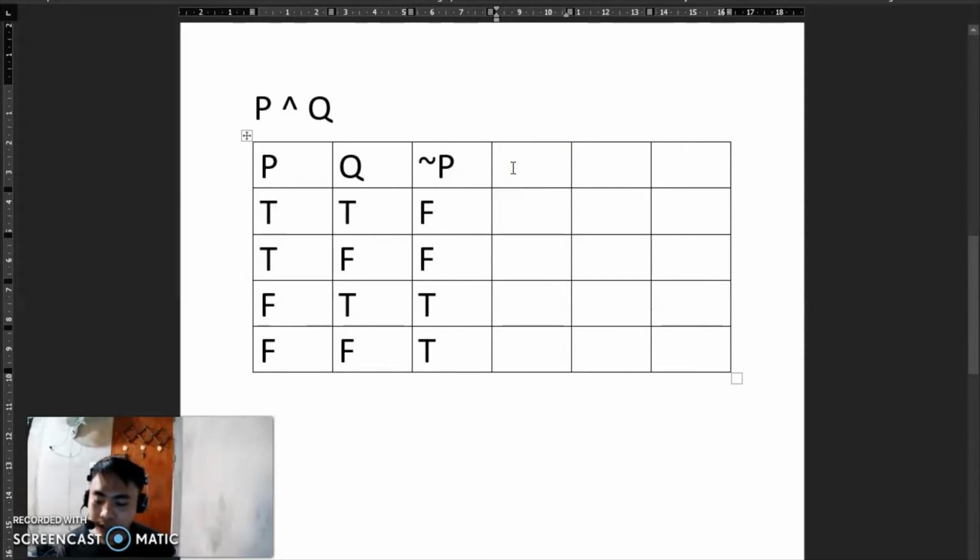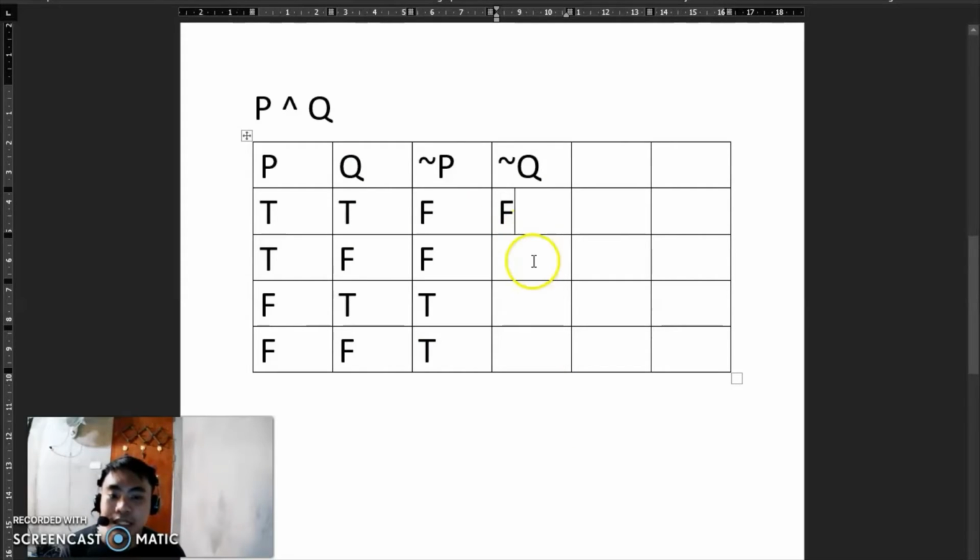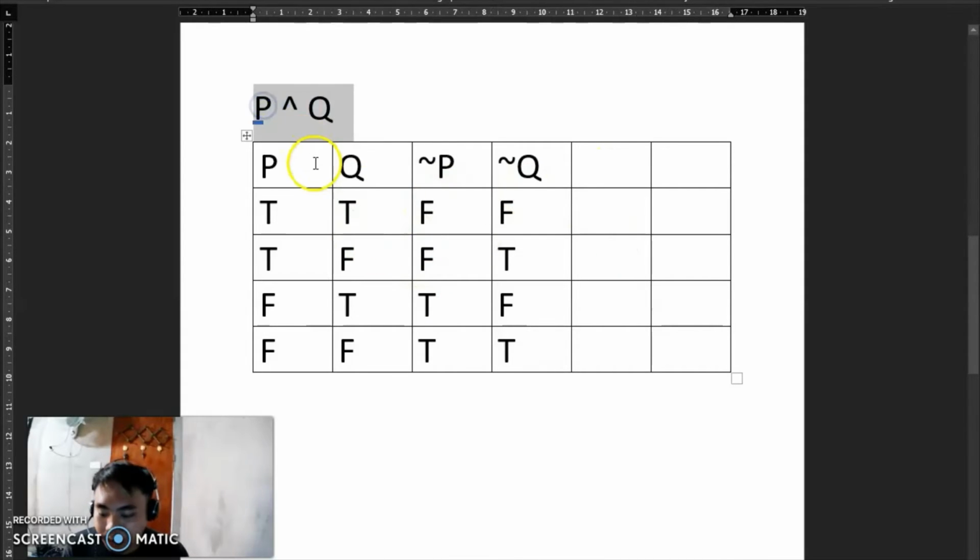Hanapin naman natin yung negation ni Q. So, kapag negation ni Q, dito kayo kay Q titingin. Since ang first element niya ay true, that will become false pagdating sa negation. Dito naman, false ang given niya, that will become true sa negation. Dito, true. Pagdating dito, magiging false. Ito naman false, magiging true. Yun po ang negation. So, kukunin nyo lang po yung kabaliktaran ng element na kinukuhanan nyo ng negation. Next one. Hanapin naman po natin ang value nito.